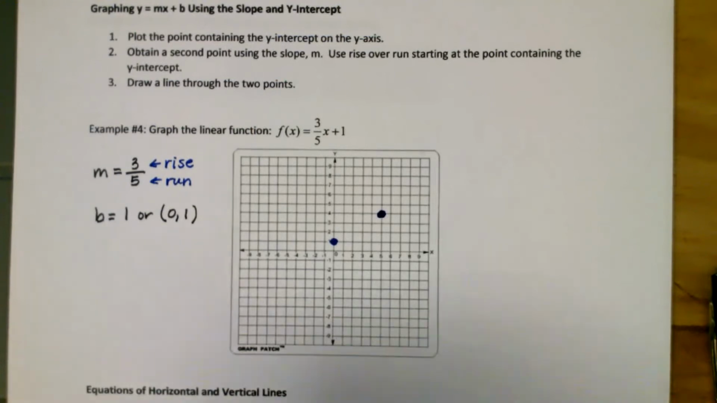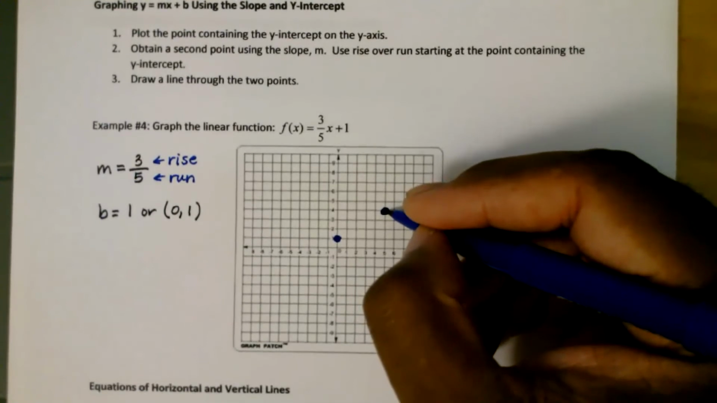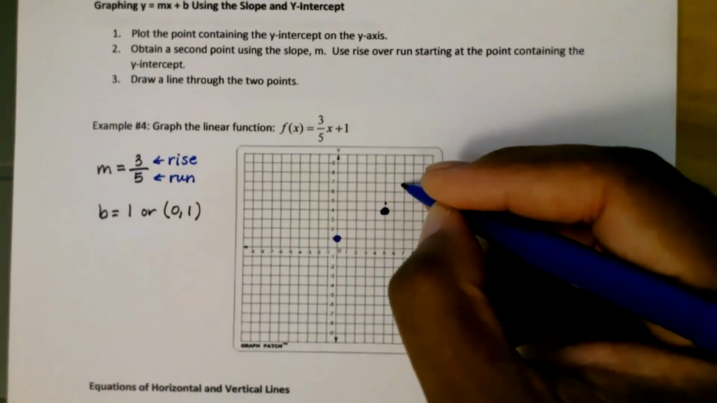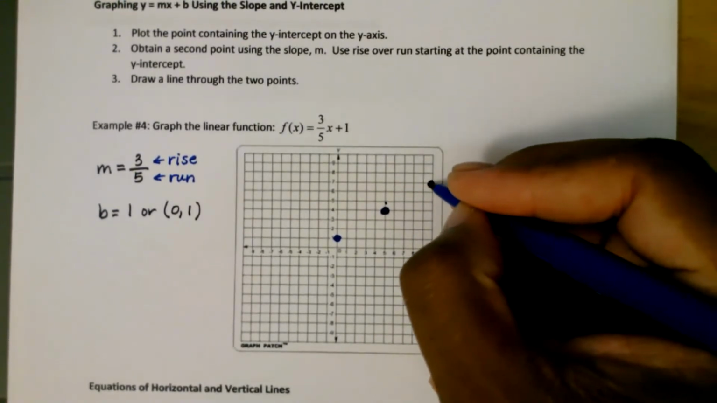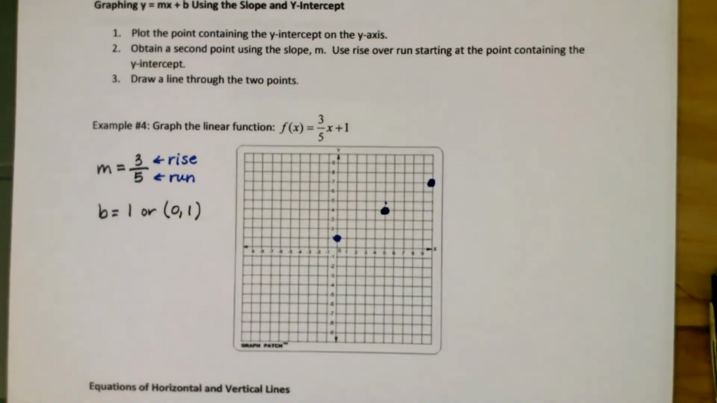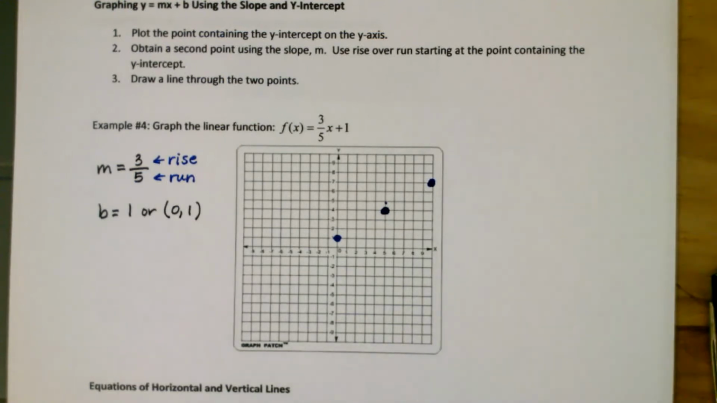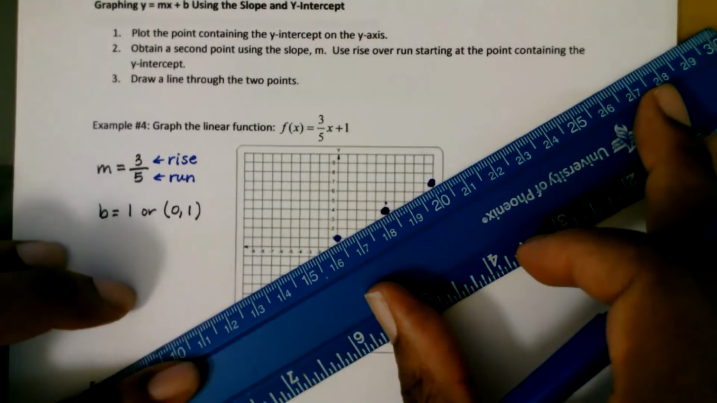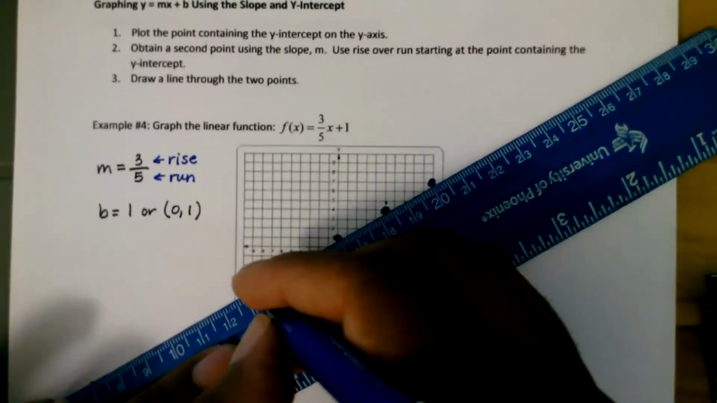And if you want to do it again here, you could do this. Use that point that you came up with, go up 1, 2, 3, and to the right 1, 2, 3, 4, 5. So another point will be right there. But in reality, you only need 2 points to draw a line. The third point can be used as a check. So what I'm going to do here is use my straight edge and draw the line through those 3 points.